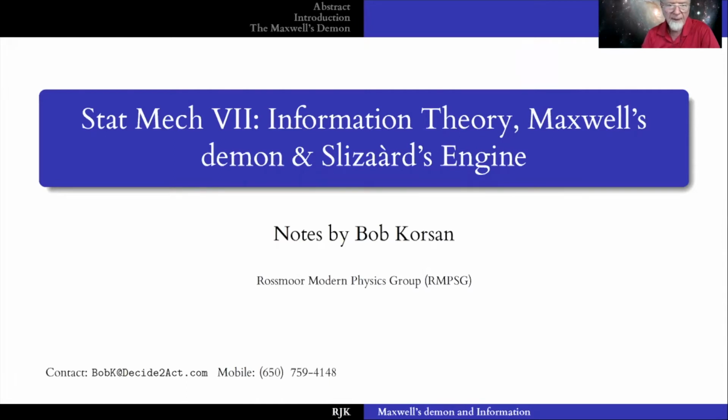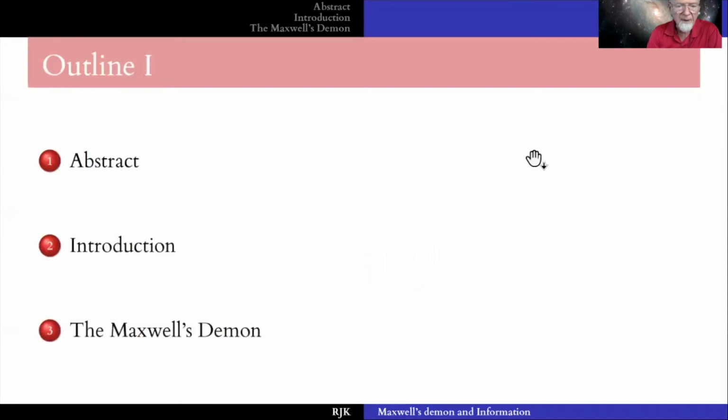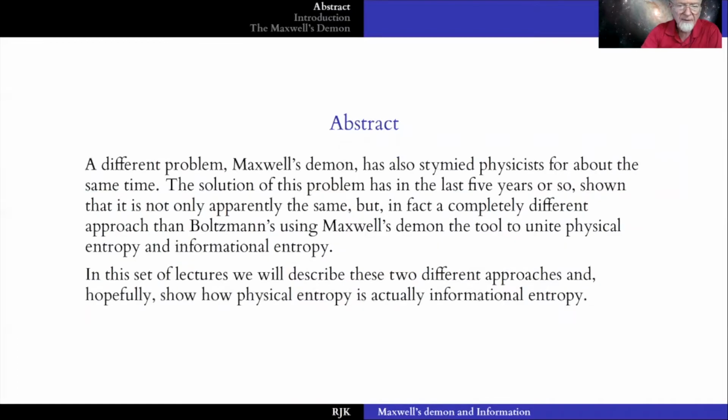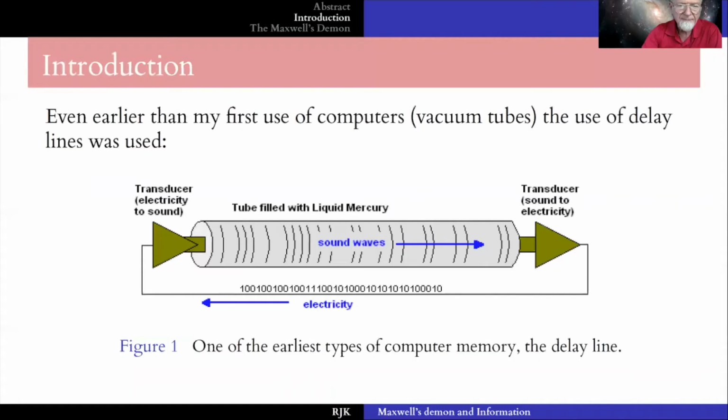We're now in lecture 7, and we're going to be talking about Maxwell's demon today. We've talked about the abstract several times, so I'm going to skip that.